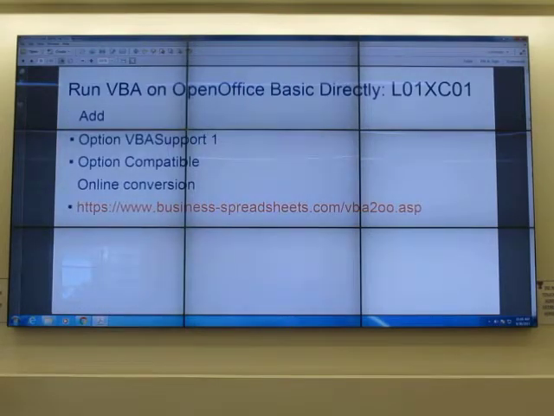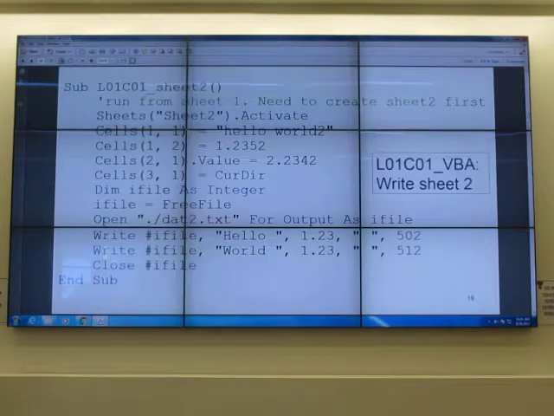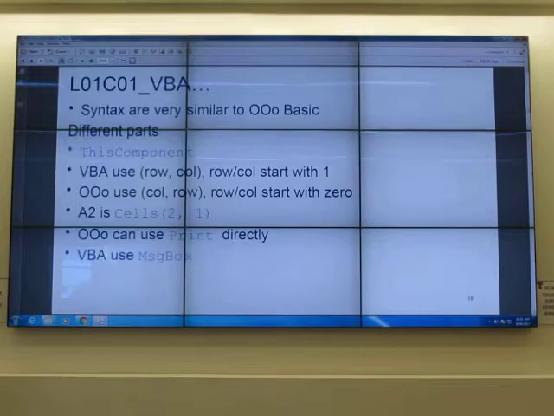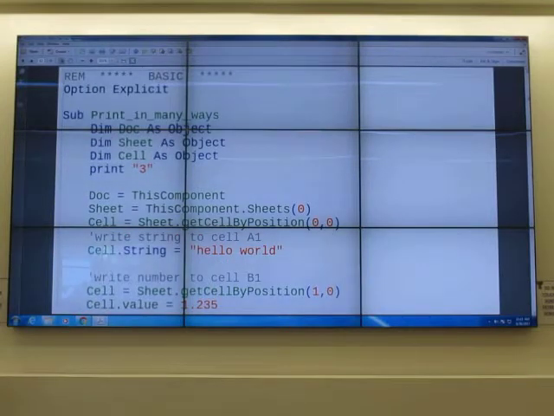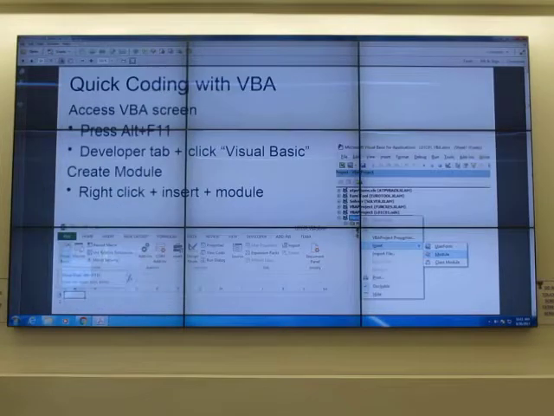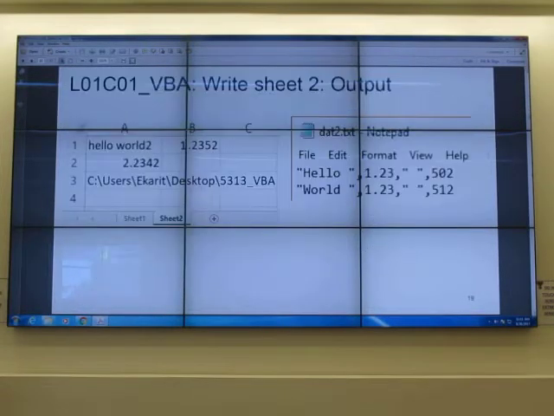Okay, if you want to put VBA code in OpenOffice, we just put Option VBASupport 1, right? And the difference between VBA and OpenOffice is when you print it, instead of cells, you have to write something that is longer. You record that: dim as an object, doc as object, sheet as object, cell as object, sheet.getCellByPosition or something. It's longer. In VBA, it's just cell or something, and it's done.